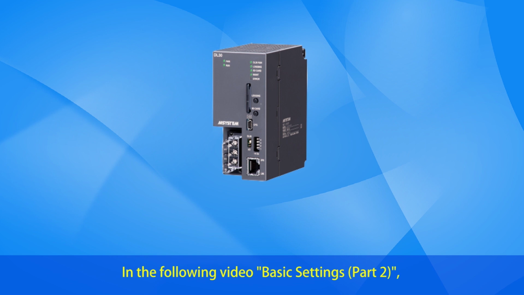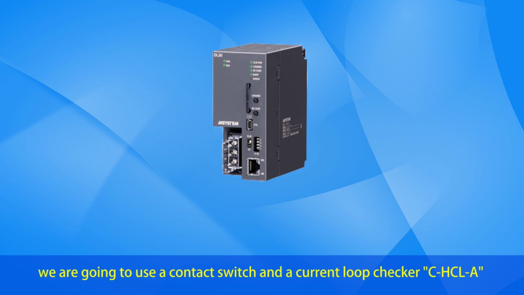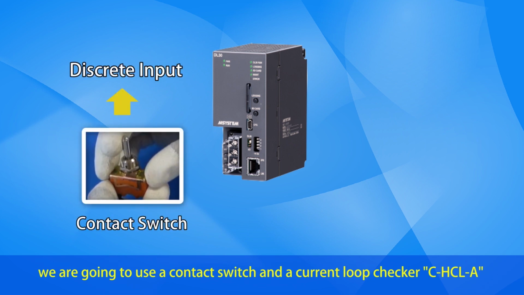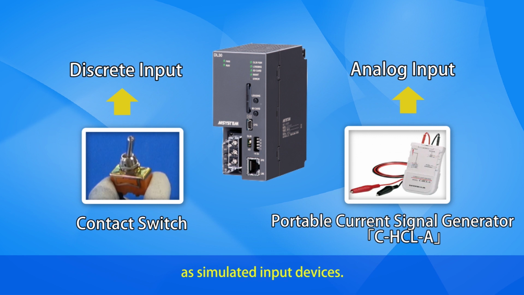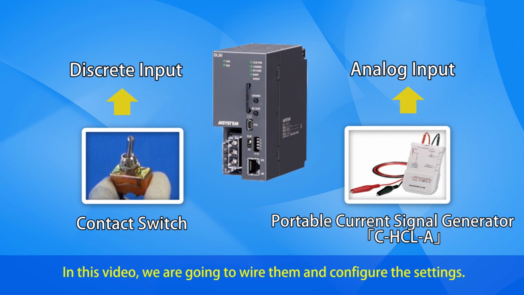In the following video basic settings part 2, we are going to use a contact switch and a current loop checker CHCLA as simulated input devices. In this video, we are going to wire them and configure the settings.